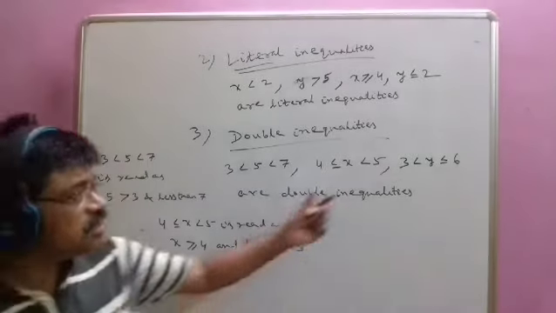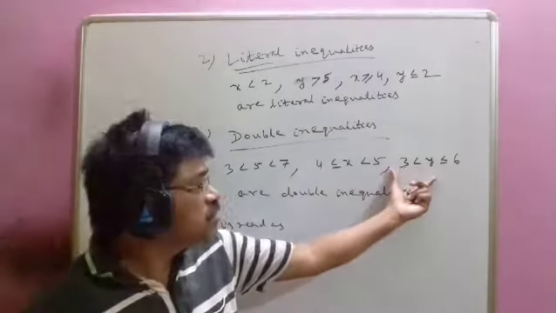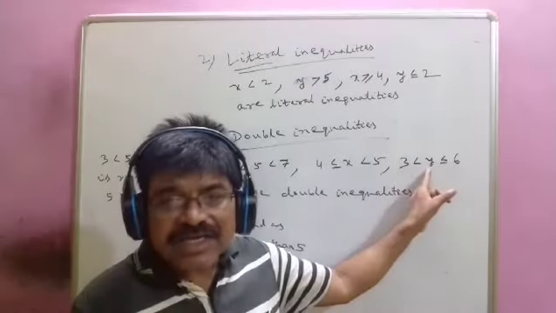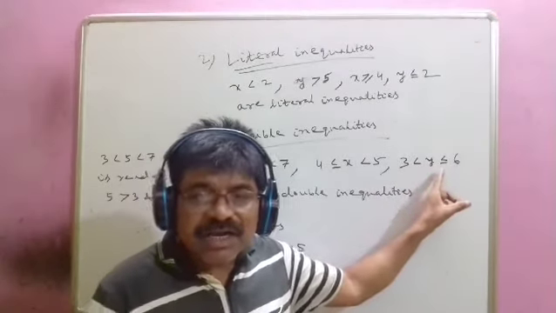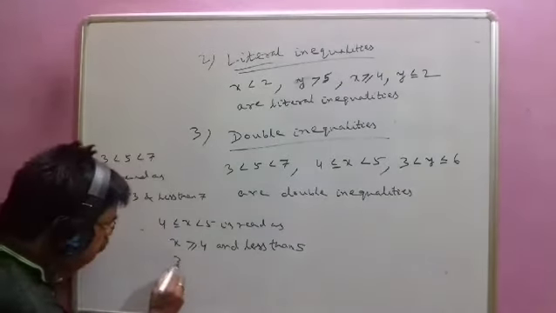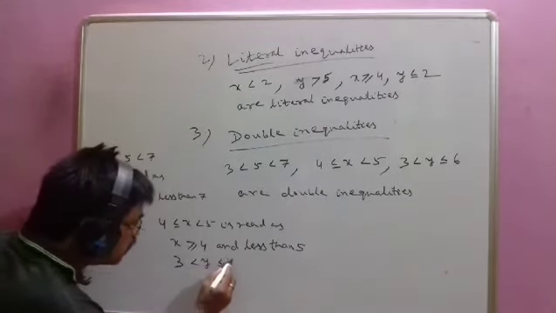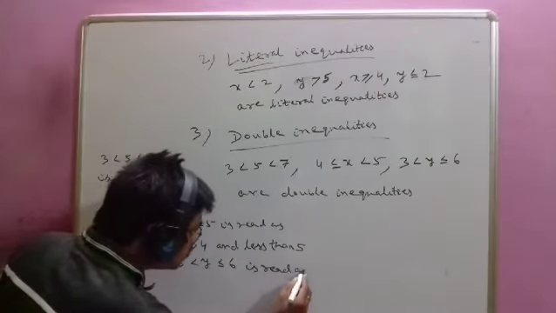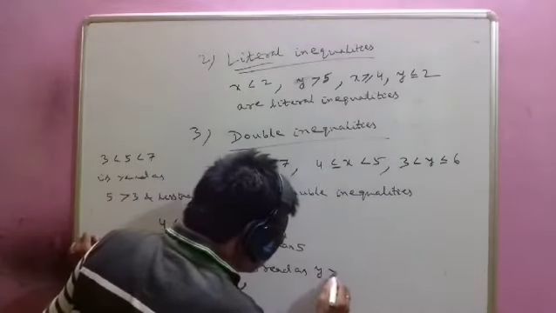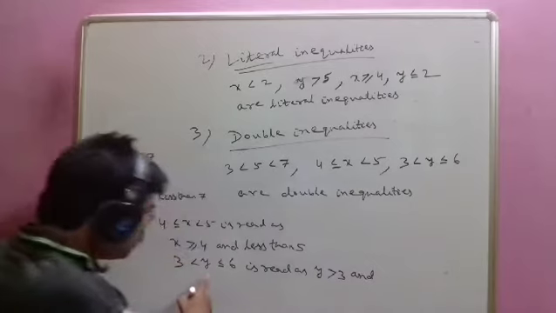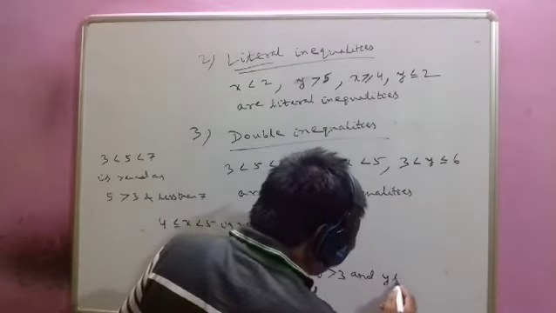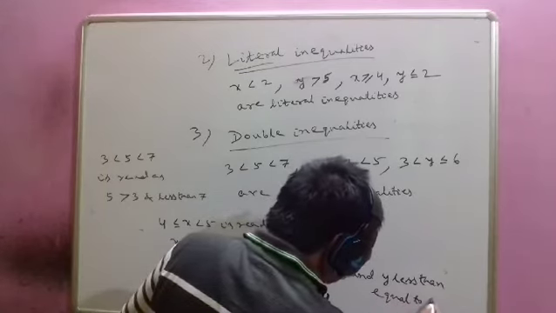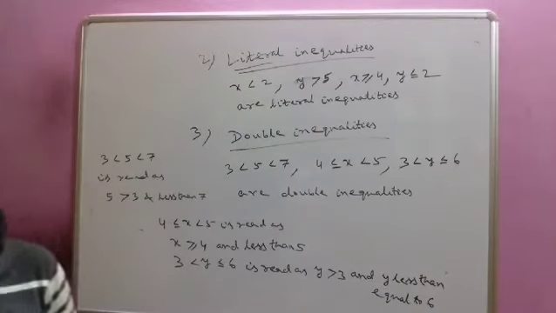Similarly, how is this read? 3 less than y less than or equal to 6 is read as what? Y greater than 3 and less than or equal to 6. Okay, very good. You must write like that, but you should read like this: y greater than 3 and y less than or equal to 6. Please write down all these things.